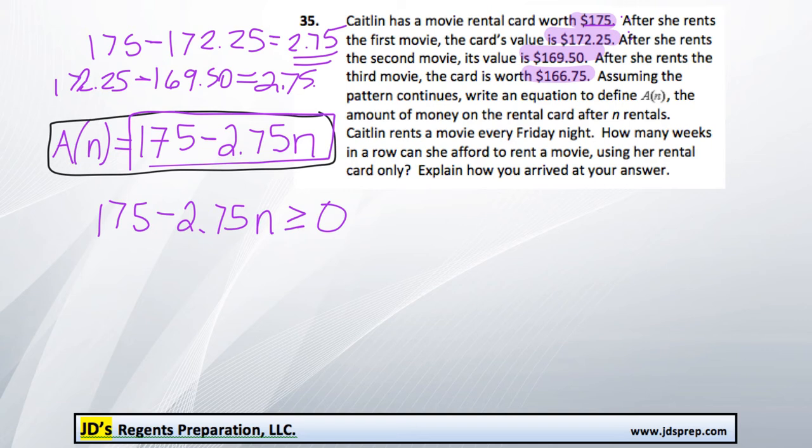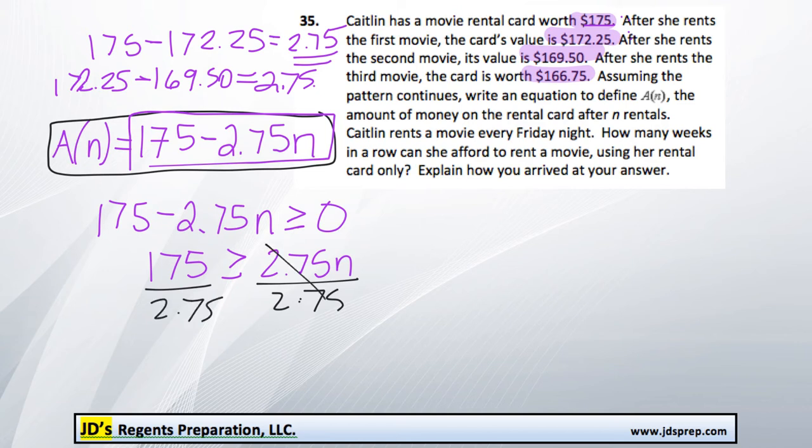Okay, so now if we're going to solve this, I could add 2.75n to both sides. And then we will divide both sides by 2.75, making those cancel out. And 175 divided by 2.75 is 63.63 repeating. And of course, this is a strange inequality. It's better to write it the other way around. So I'm going to put n on the left-hand side, which is going to reverse the inequality symbol.